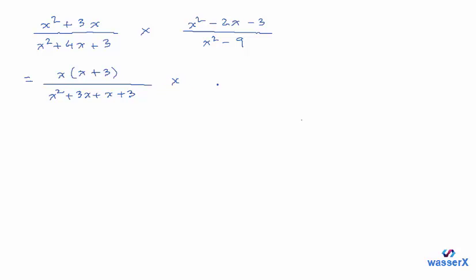To be multiplied with, on the top, we have again a trinomial. So let's try and factorize it. x squared, two numbers that add up to negative 2 that multiply to give negative 3. So you could rewrite that as negative 3x plus x. That's negative 2x. And negative 3 times positive 1 is negative 3. Minus 3 over, now x squared minus 9.